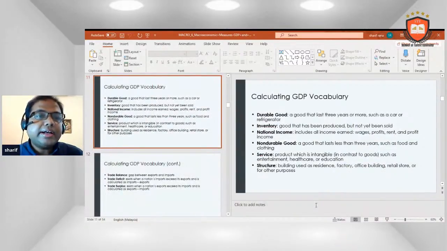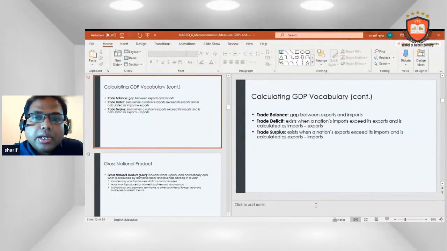Calculating GDP vocabulary. Durable goods are goods that last 3 years or more, such as a car and a refrigerator. Inventory is goods that have been produced but not yet sold. National income includes all income earned: wages, profit, rent, and interest income. Nondurable goods are goods that last less than 3 years, such as food and clothing. Services are intangibles, such as entertainment, healthcare, or education. Structures are buildings used as residences, factories, office buildings, retail stores, or for other purposes.